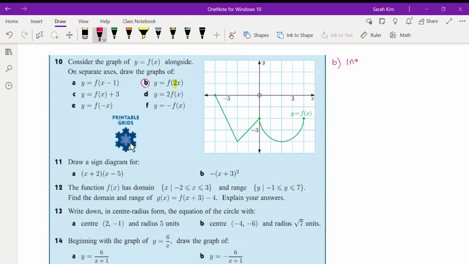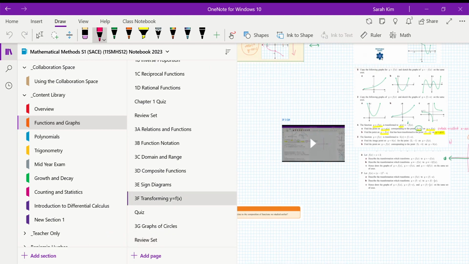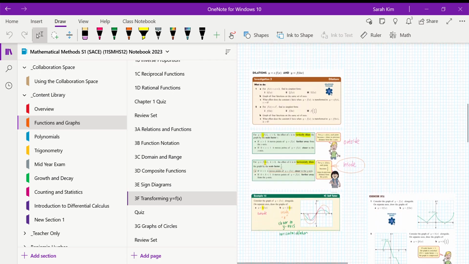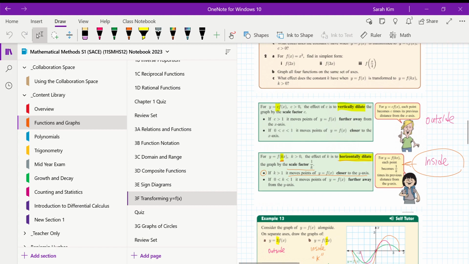So inside, I'm either going to be dilating it horizontally or vertically. So I'm going to refer back to my notes because I don't have it in front of me. It's 3f.2, I reckon. Here we go. Which one's inside? So over here, horizontally dilated.